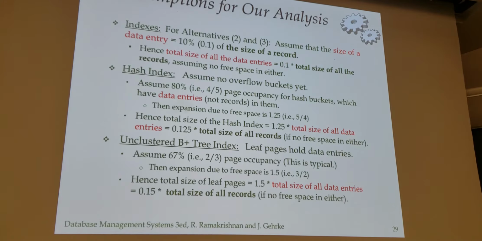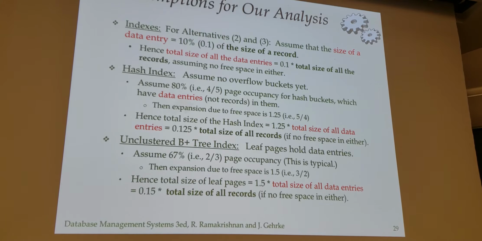We'll assume that the size of a data entry is 1/10 the size of a record. What do I mean by that? If a record is 400 bytes, we'll assume that the size of the data entry is 40 bytes. That's not always true. If you really want to do it, you have to take a look at what the actual size of the data entry is. But just to make the analysis really simple, we'll make a simple assumption that it's 1/10 the size.